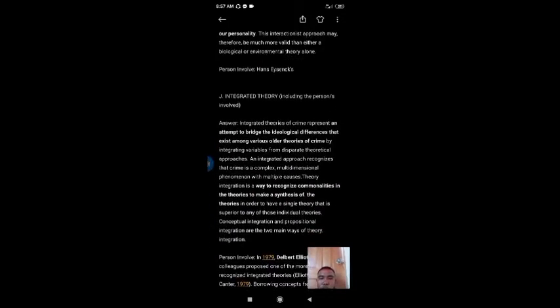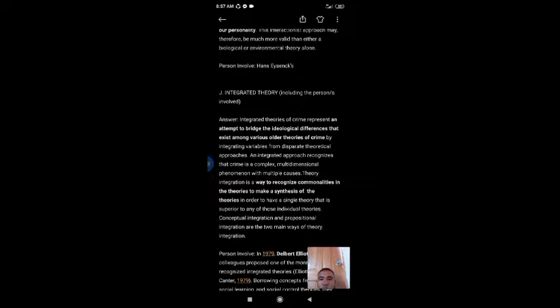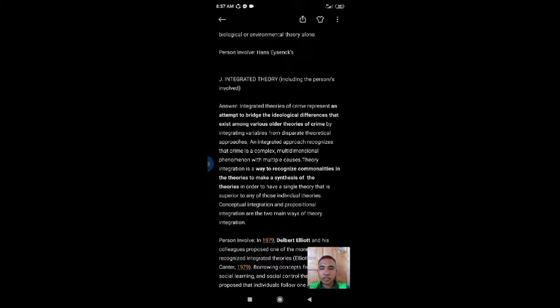So the J of this number 2 is integrated theory. The integrated theories of crime represent an attempt to bridge the ideological differences that exist among various older theories of crime, integrating variables from disparate theoretical approaches. Theory integration is a way to recognize commonalities in the theories to make a synthesis of the theories in order to have a single theory that is superior to any of those individual theories.